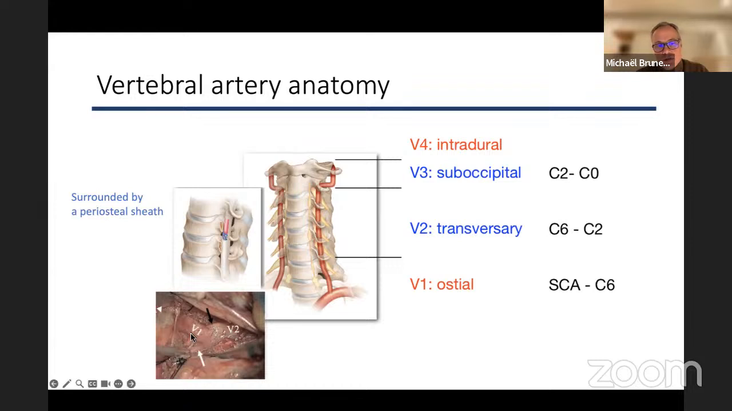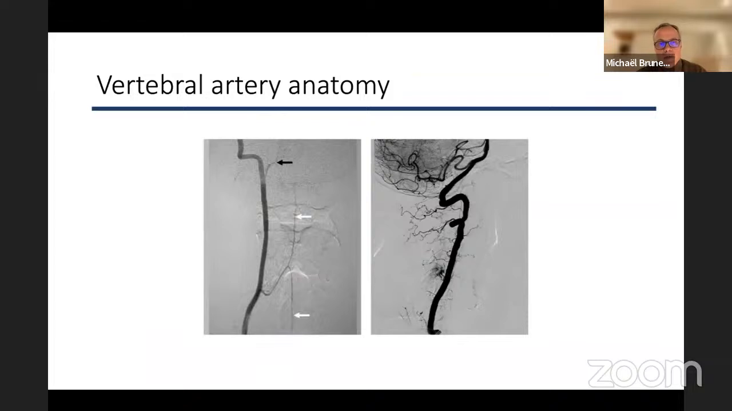This is just the junction between V1 and V2, and you see here the periosteal sheath surrounding V2, and here at the level of V1, the artery followed by the vertebral vein. This is a big difference when you are dealing with the vertebral artery.